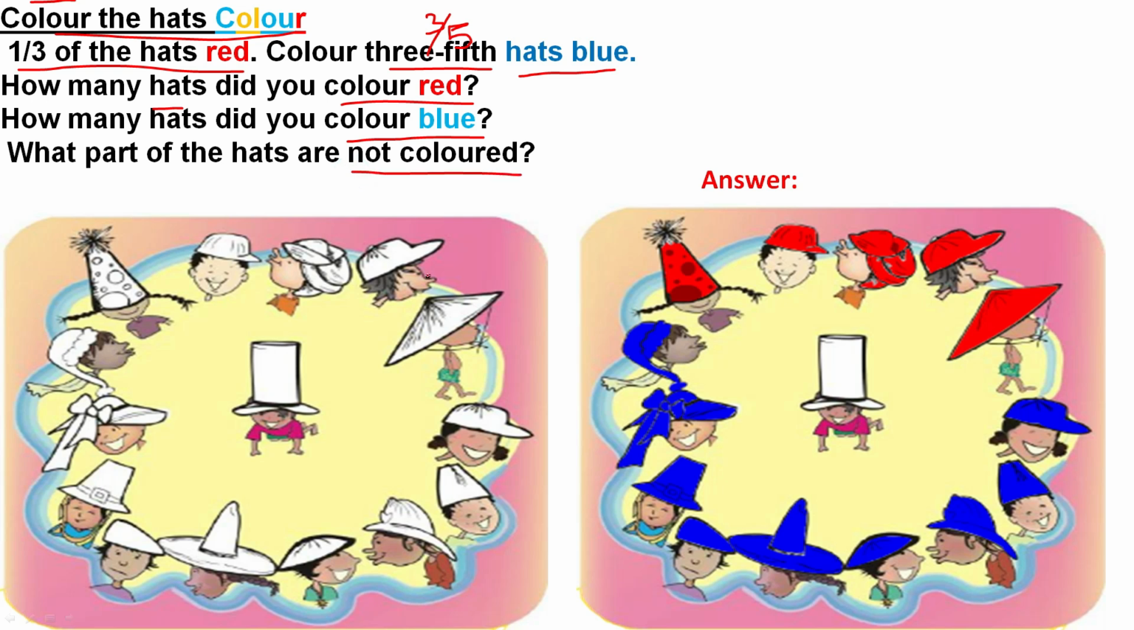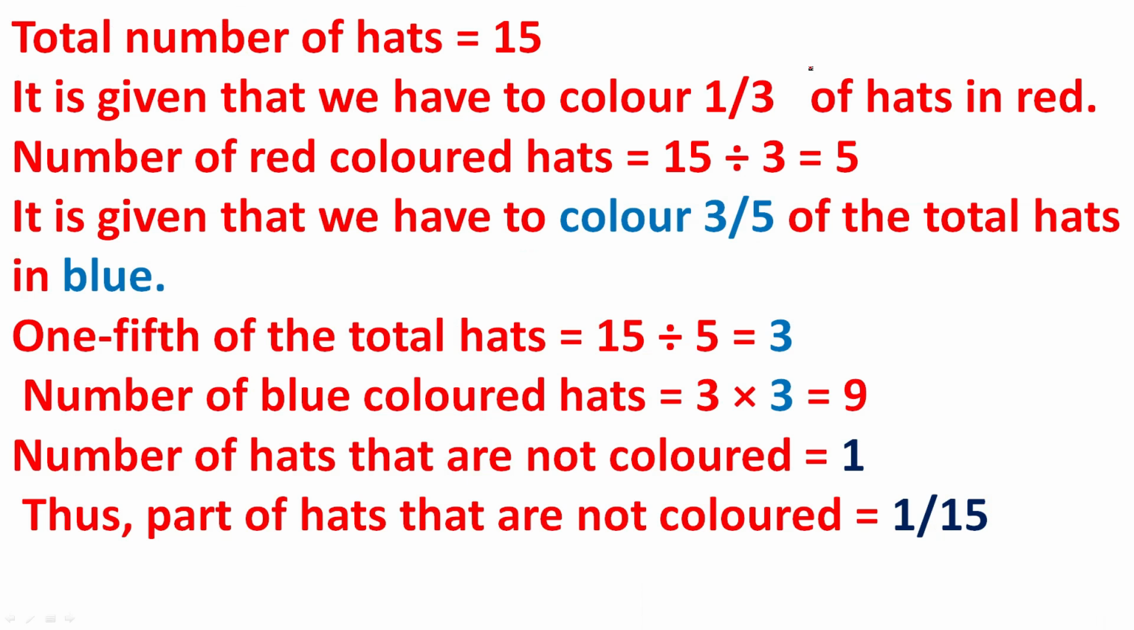Now we can color the hats according to the questions. Totally how many hats are there? You can find there are 15. 15 hats are there. 1, 2, 3. If you count it, you'll get 15. Total number of hats. Now, how to color it? Total number of hats is 15.